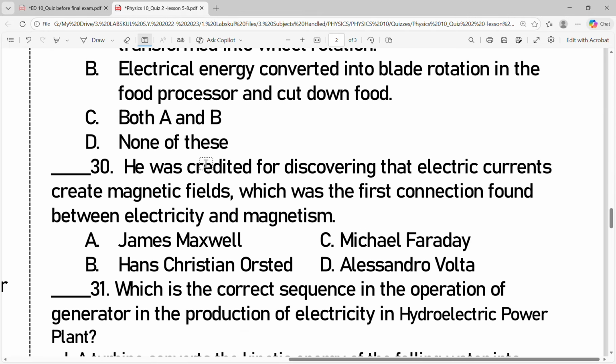Number 30. He was credited for discovering that electric currents create magnetic fields, which is the first connection found between electricity and magnetism. So, siya gid ya ang foundation sinid. Na-recall niyo tong aton nga discussion in the first lesson in the second quarter when I introduced to you my great-great-great-great-grandfather. When I told you that this grandfather of mine is a professor, and he discovered it due to serendipity. Actually, he didn't know that this exists, but he had with him a setup.